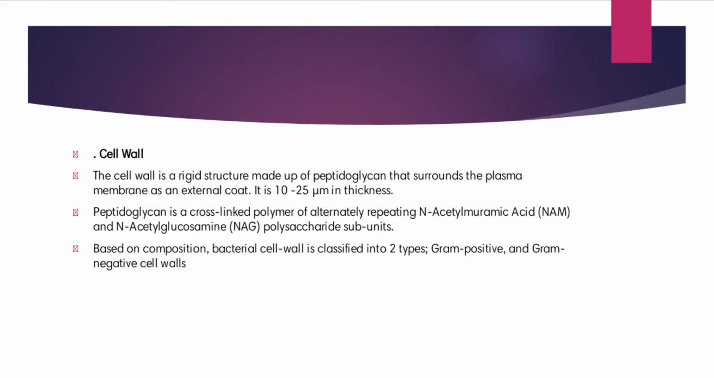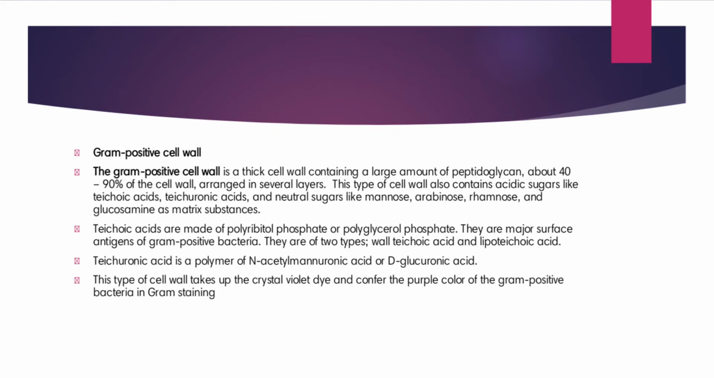Cell wall. The cell wall is a rigid structure made up of peptidoglycan that surrounds the plasma membrane. As an external coat, it is 10 to 25 nm in thickness. Peptidoglycan is a cross-linked polymer of alternately repeating N-acetylmuramic acid and N-acetylglucosamine polysaccharide subunits. Based on the composition, the bacterial cell wall is classified into two types: gram-positive and gram-negative cell wall.